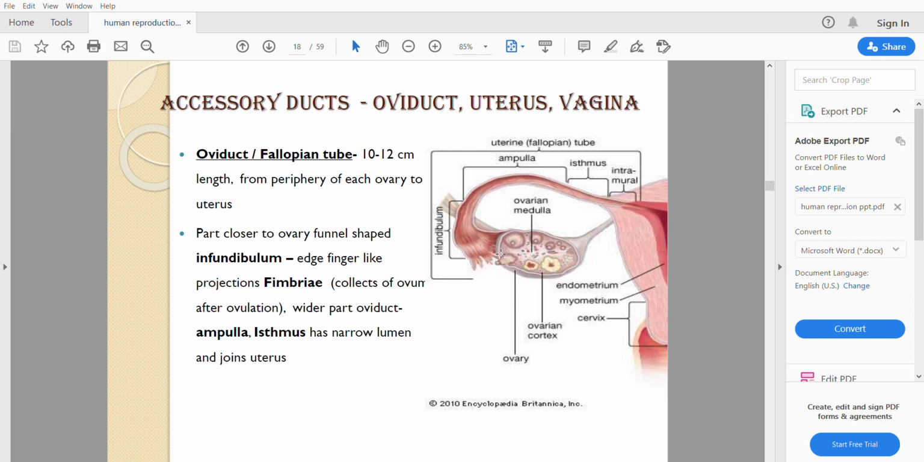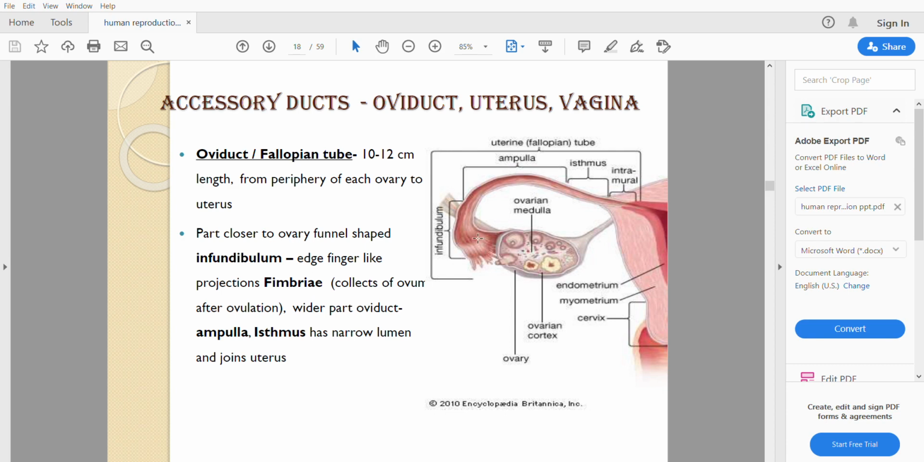What is the use of these fimbriae? When the ovum is released, that is ovulation, on the 14th day of the menstrual cycle, the ovum is captured by the fimbriae of the infundibulum. After that, the ovum moves along the fallopian tube and enters the uterus. After fertilization in the fallopian tube, it reaches the uterus. Otherwise, if fertilization does not take place, it also reaches the uterus, and then it is degenerated and passes out of the body in the next menstrual cycle.